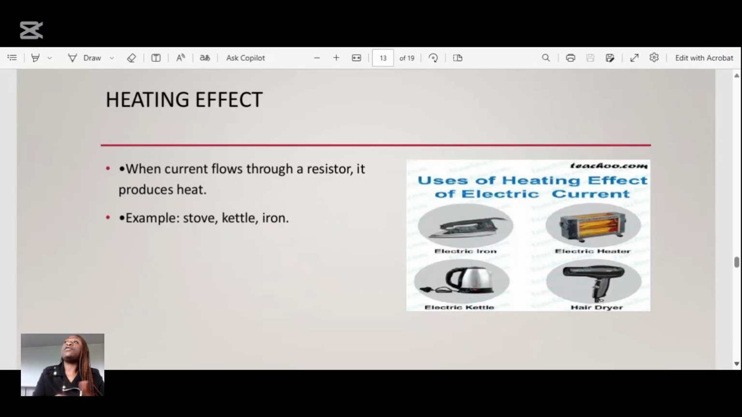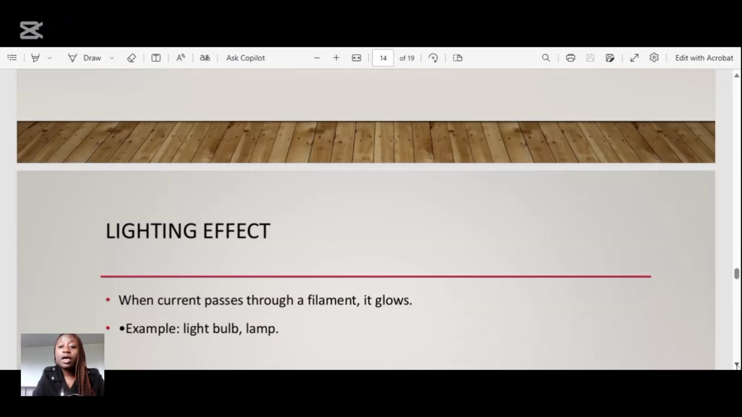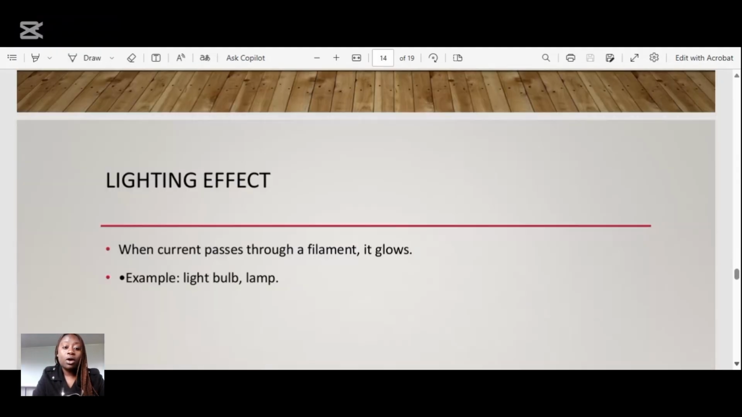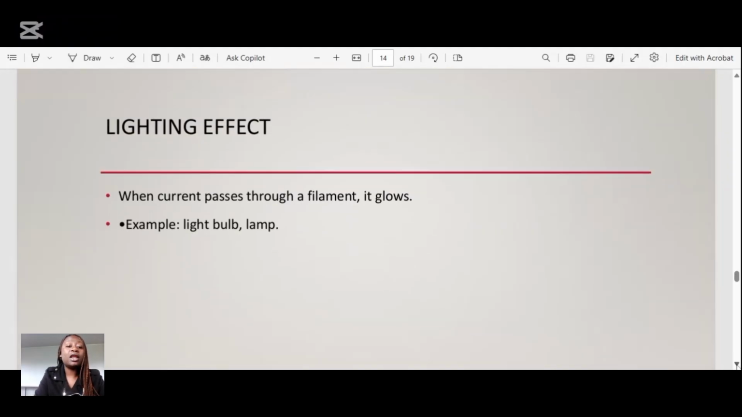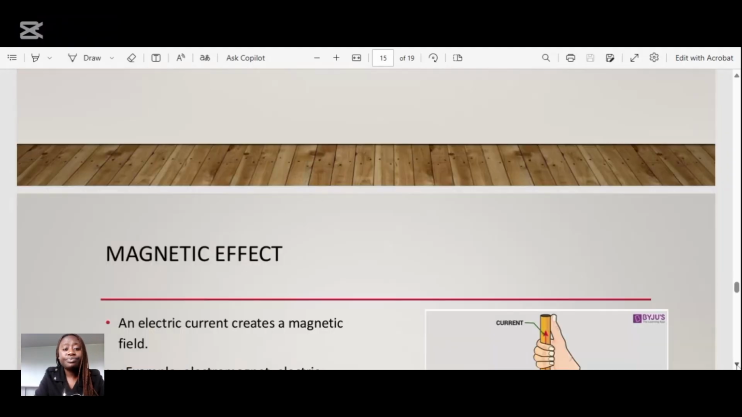So when a current flows through a resistor, it produces heat, and we have different things that we use at home. We can see with this one, which follow a heating effect: an iron, electrical heater, kettle, and a hair dryer, which produces what? Heat. And lighting effect. When a current passes through a filament, it glows, just like a lamp and a bulb.